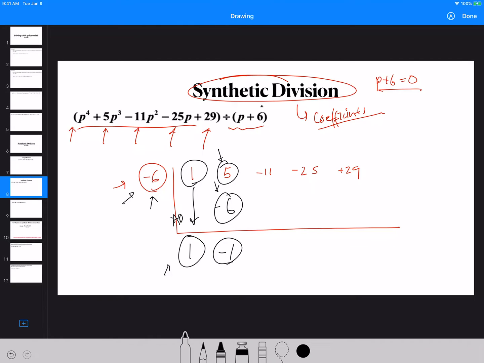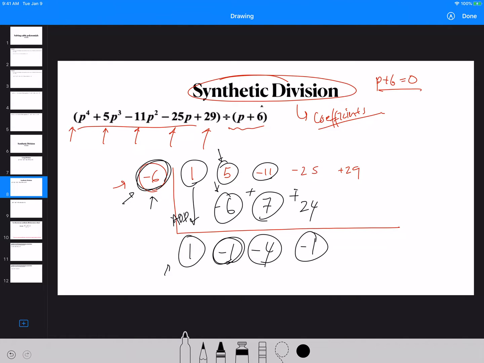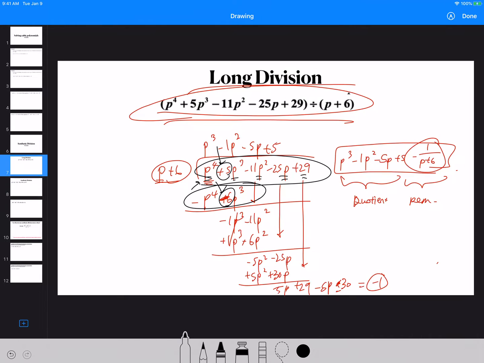So you're always going to be adding these two numbers on this side of the synthetic division. Well, negative 1 times negative 6 gives you positive 6. And once again, with these two, you're just going to simply add them together. Gives you negative 5. Negative 5 times negative 6 is positive 30. So you add them together and get negative 1. Well, negative 1, I'm sorry, did I make a mistake here? Negative 1 minus 11.